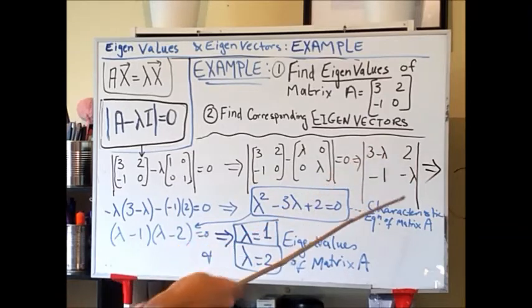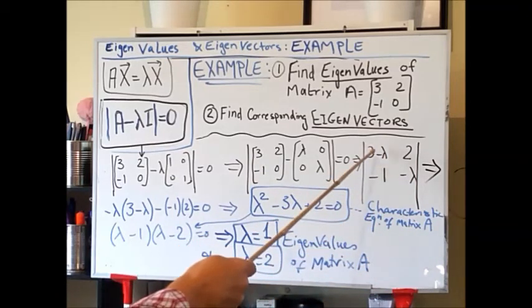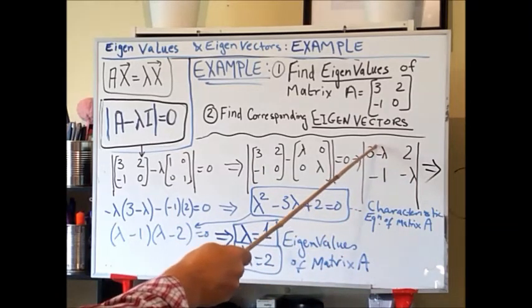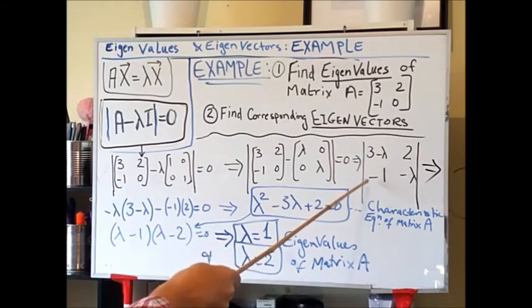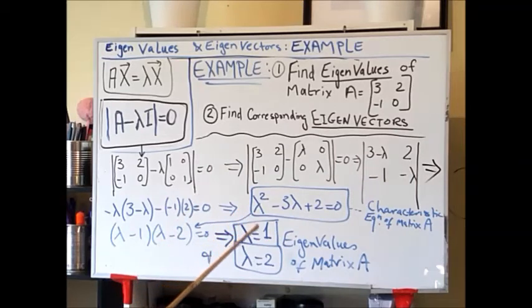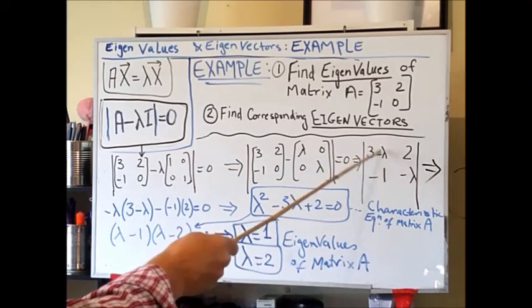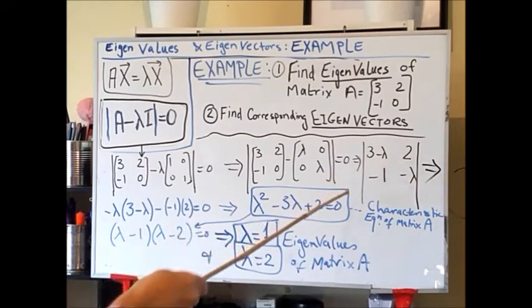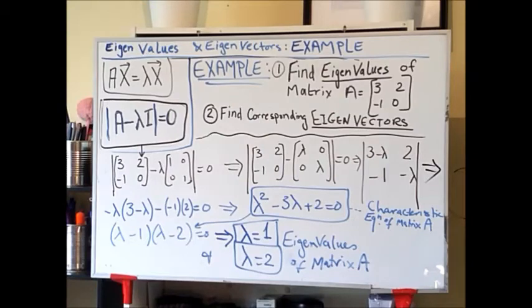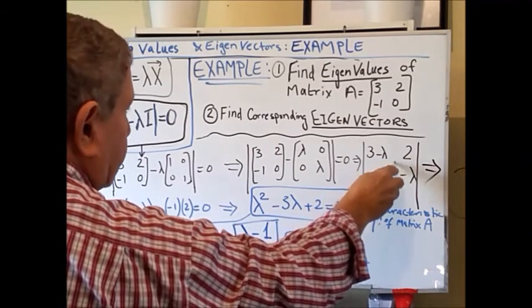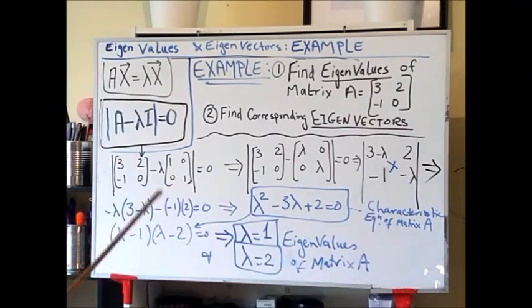As we know, this is a determinant, so it's like a cross multiplication. This times that, minus the diagonals, minus 1 times 2. So we have minus lambda times 3 minus lambda, minus minus 1 times 2. It's as if it is a cross multiplication, but with the minus there.